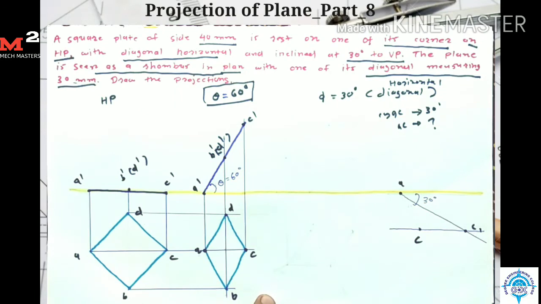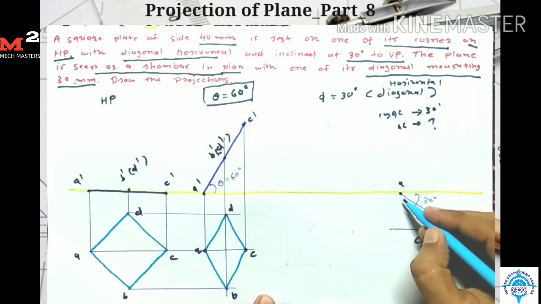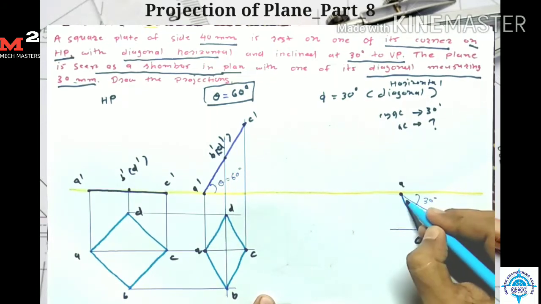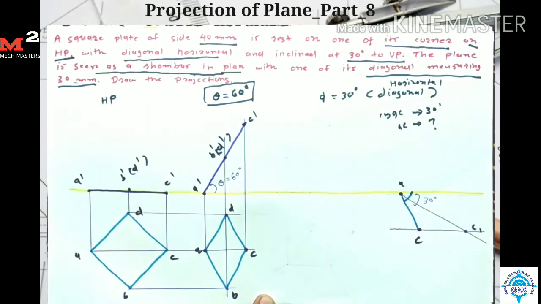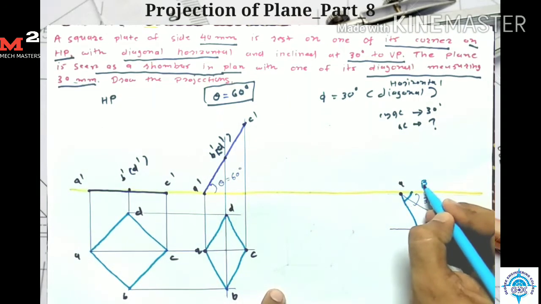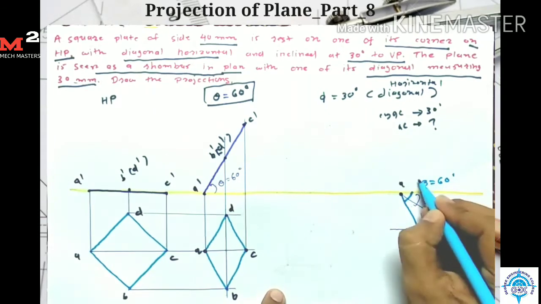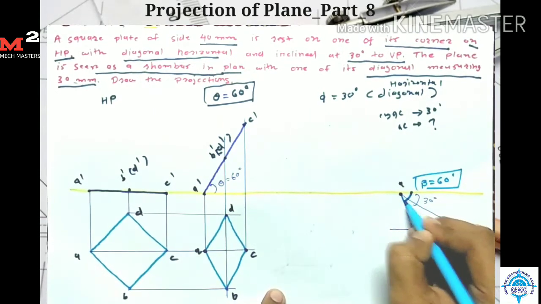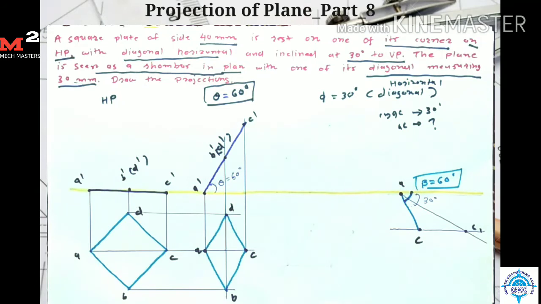After joining A and C, here I get my new inclination angle. If I measure this new inclination angle, beta is equal to 60 degree. This angle is equal to 60 degree. So now in the third stage I draw this diagonal AC at an angle of 60 degree.